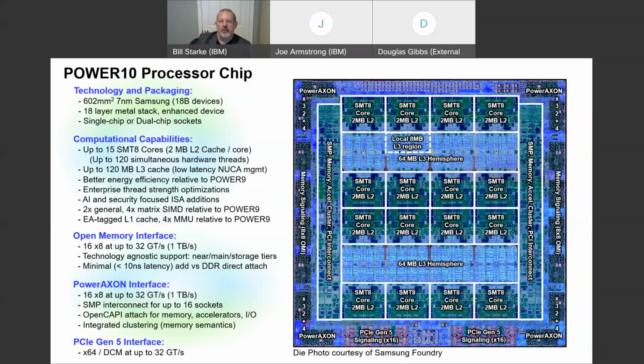So there is a little bit of a difference there, but compared to where Power9, Power8, Power7 were, it's just substantially better across the board. So hopefully that helped answer the question.